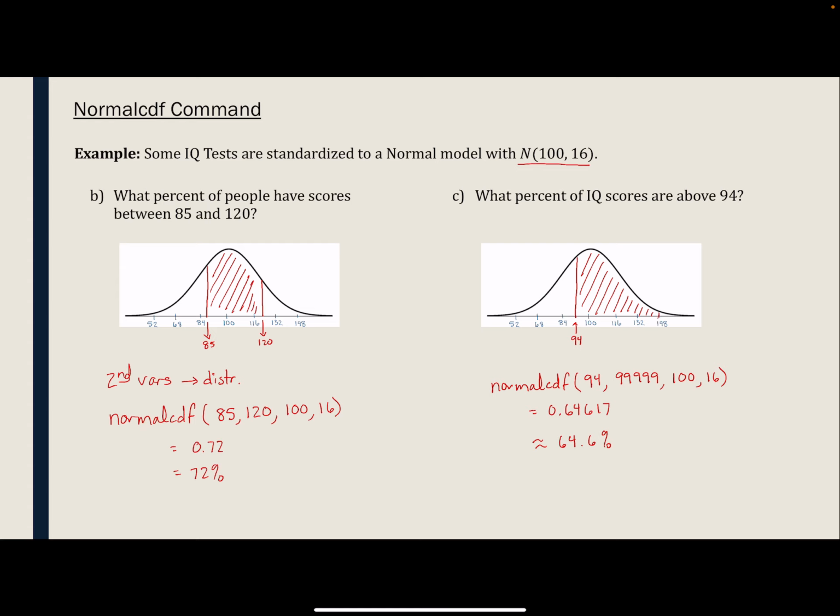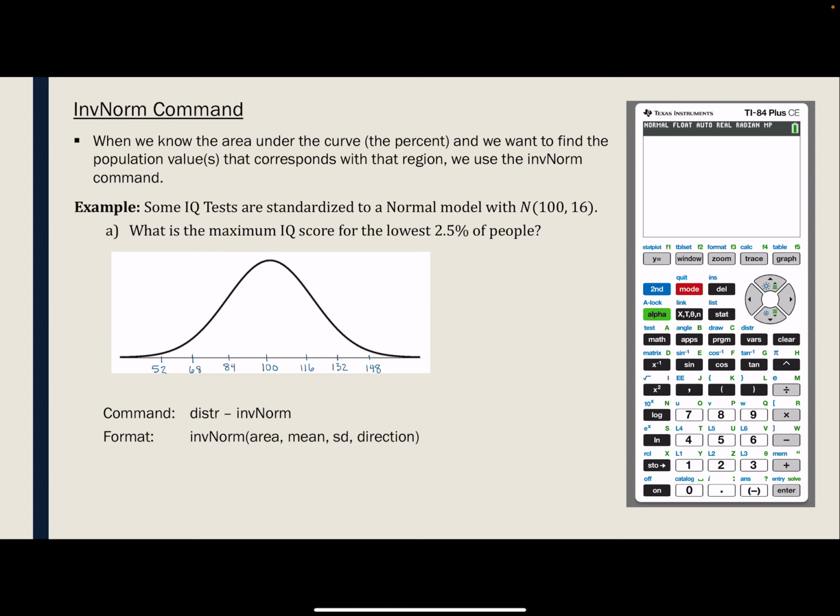So that's the Normalcdf command, but what happens if we want to go in the opposite direction? So what happens if we know the percent and we want to know instead the cutoff score that will give us that percent? So I have an example here, and again, I'm using this exact same normal model with a mean of 100 and a standard deviation of 16. And it says, what is the maximum IQ score for the lowest 2.5% of people?